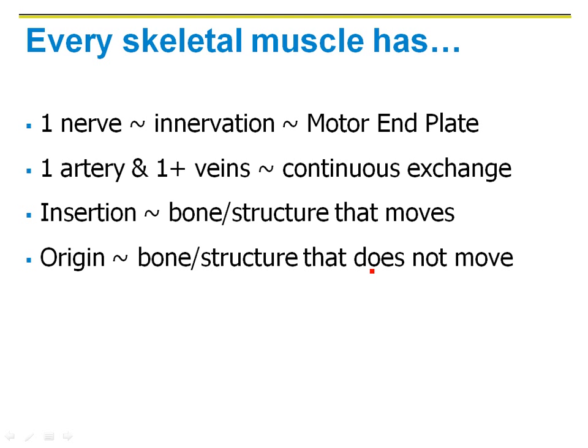Skeletal muscle cells also have an artery and at least one vein. That's for continuous blood supply. And skeletal muscles have insertions and origins. Remember, the insertion is the bone or the structure that moves. The origin is the bone or the structure that does not move.